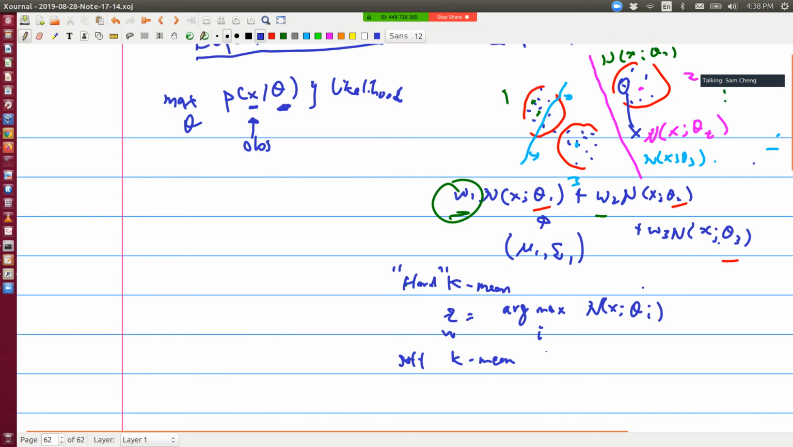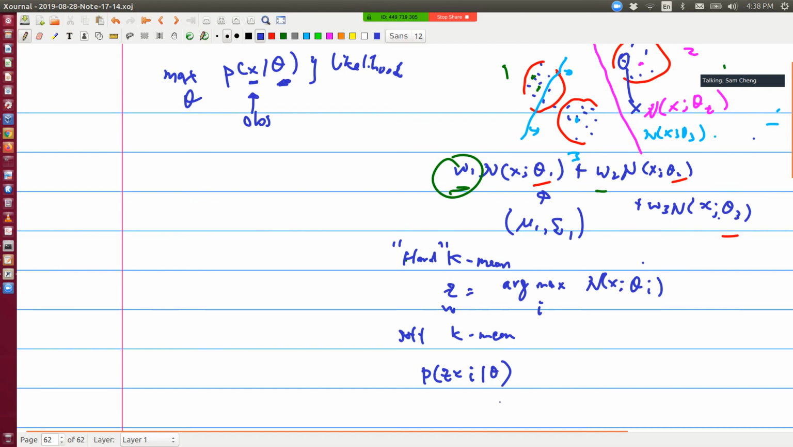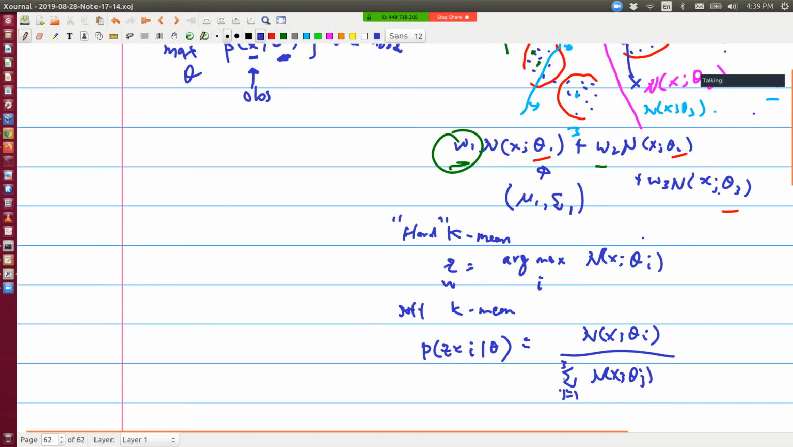For soft K-means, instead, you don't have just either 1, 2, or 3. Instead, you have a distribution for C. C equal to i, given the current mean and variances, will be equal to N(x; theta i) over the sum of the likelihoods. So it's just normalized that way. It will be a weighted sum.